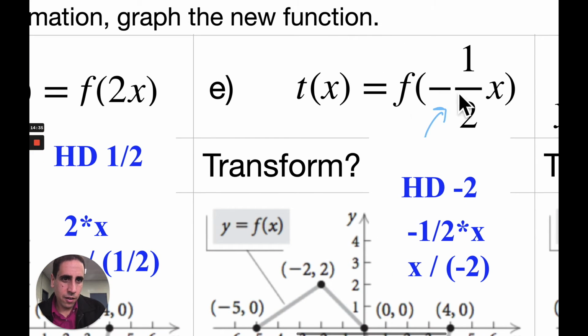And here I see f of -1/2 x. All right, the -1/2 is inside. That indicates the transformation is going to be horizontal. It's separated by multiplication. That indicates that the transformation is going to be a dilation. And the question is really by how much? It's a horizontal dilation by a factor of something.